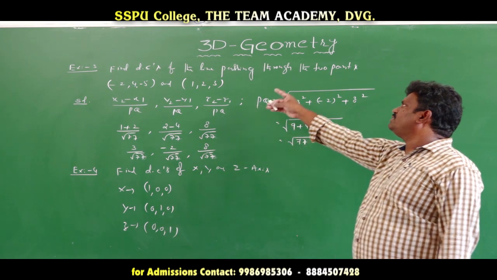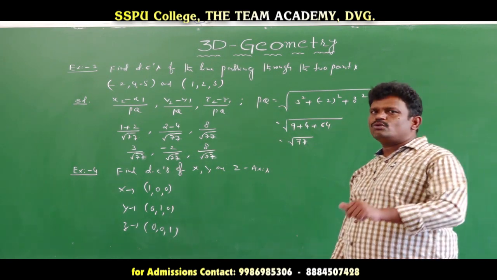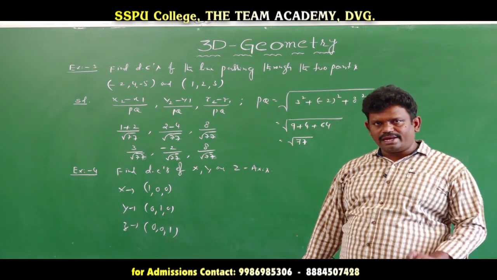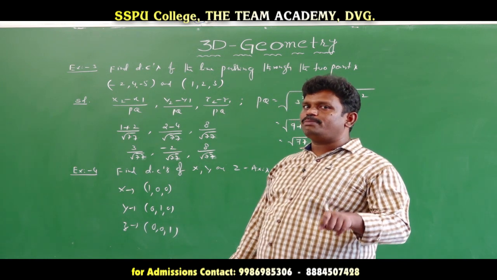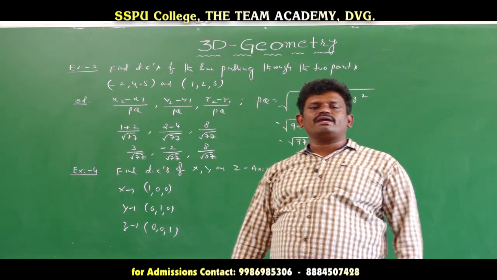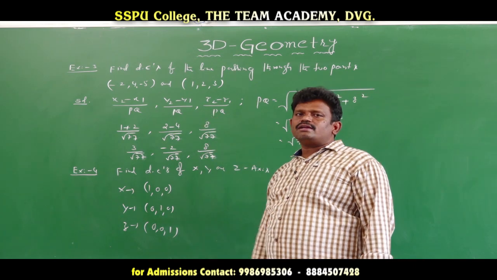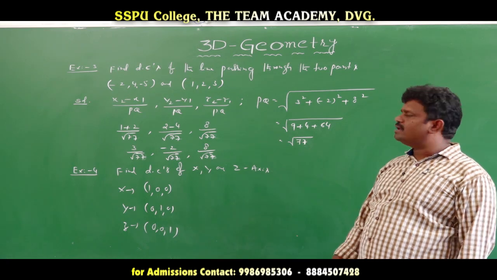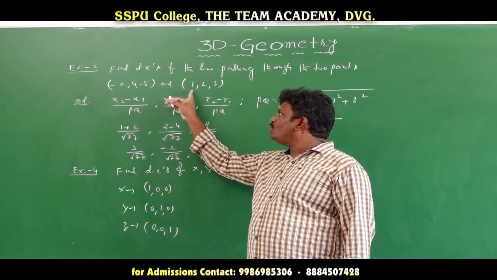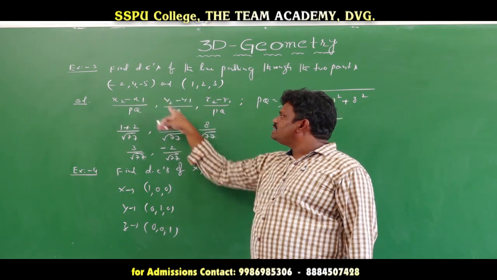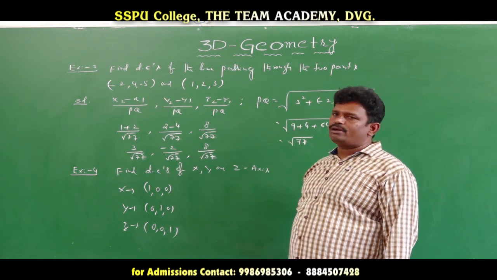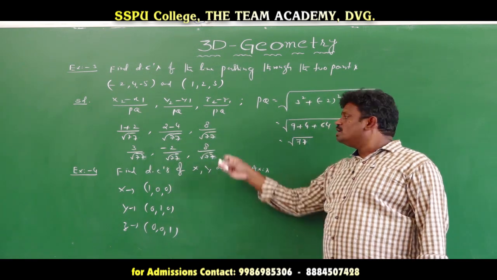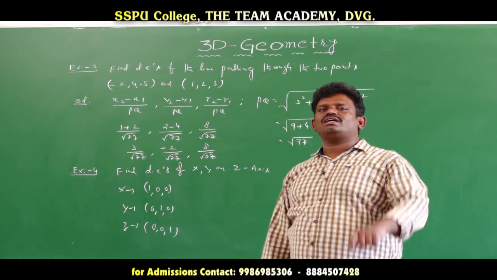Let's see my third example. Find the direction cosines of the line passing through the 2 points. We just discussed this: for a line passing through 2 points, the direction cosines are x2 minus x1 by PQ, y2 minus y1 by PQ, z2 minus z1 by PQ. First we find the PQ value, the distance between the given 2 points, root 77. Now the differences: x2 minus x1 is 1 minus (-2), which is 3; y2 minus y1 is 2 minus 4, which is -2; z2 minus z1 is 3 minus (-5), which is 8. So the direction cosines are 3 by root 77, minus 2 by root 77, 8 by root 77. These are the direction cosines of the line passing through the given 2 points.